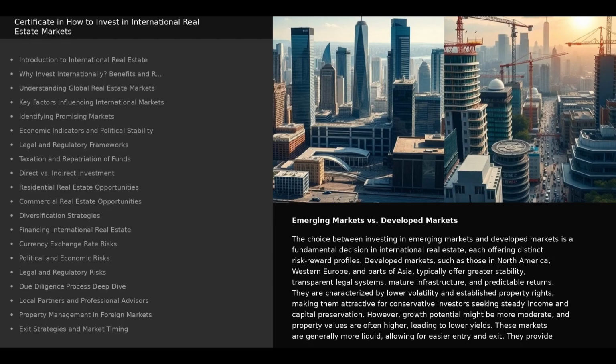They are characterized by lower volatility and established property rights, making them attractive for conservative investors seeking steady income and capital preservation. However, growth potential might be more moderate, and property values are often higher, leading to lower yields. These markets are generally more liquid, allowing for easier entry and exit. They provide a sense of security and reliability.